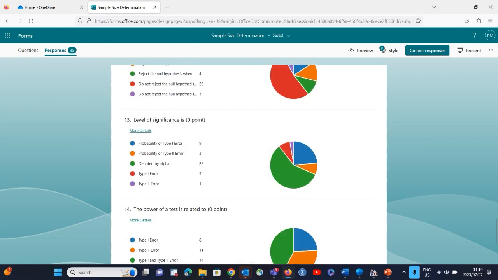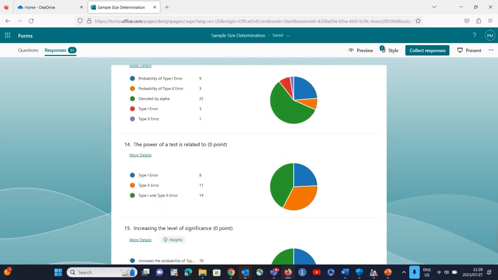Then the last 2: level of significance is the probability of type 1 error, and beta is the probability of type 2 error. So if you said 1 and you said 3, it's correct. It's denoted by alpha, yes, and it's a probability. I think it's important. It is the probability of type 1 error. It's not the type 1 error, but it is the probability.